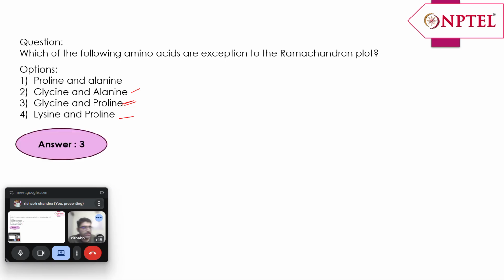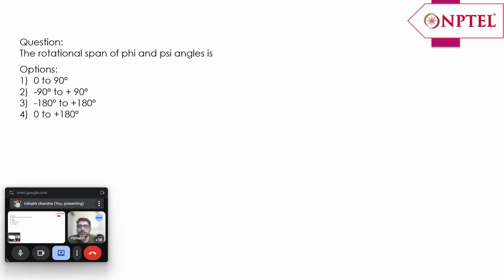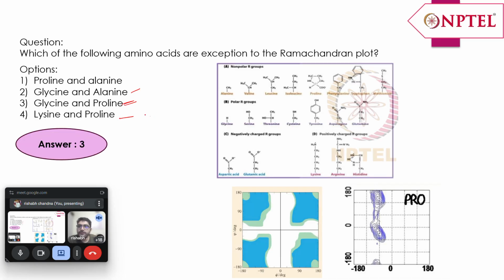Glycine and proline are actually exceptions to the Ramachandran plot because of their side chains. Glycine has only an H side chain. This is the structure of glycine, and proline is an amino acid. Proline has this kind of structure. It doesn't have an NH2 in this case. The NH is involved in the formation of this ring. So that is why it is called an imino acid.